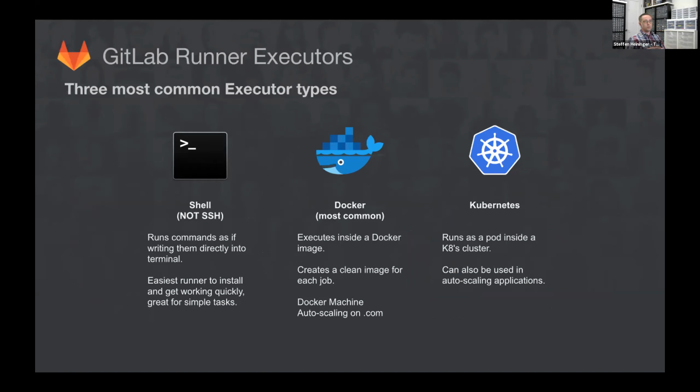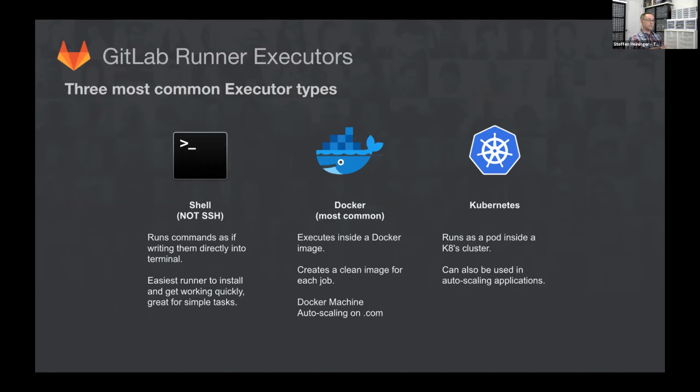So the executors are sort of the how of the process, as in how the runner is going to execute that script. So you'll actually choose your executor during the registration of your runner install. And there are 7 total, including a custom executor. In this, I'll talk briefly about the top 3, which are Shell, Docker, and Kubernetes.